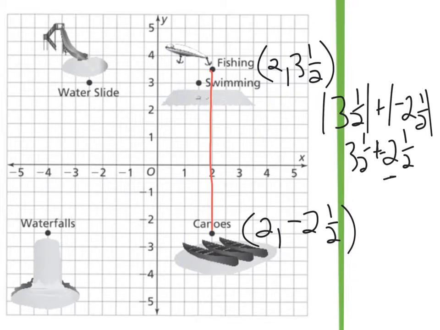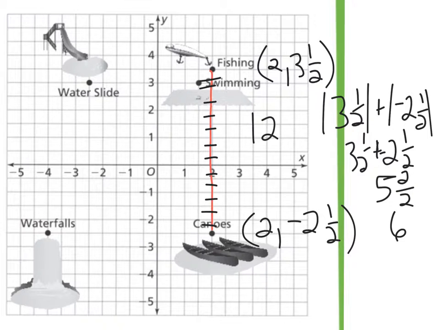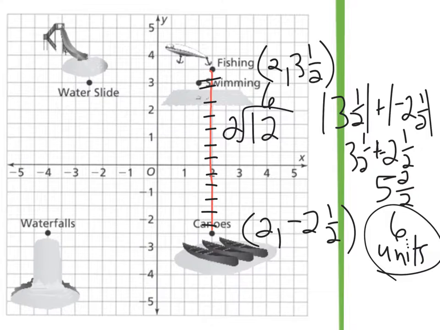Adding those together is 5 2/2, which is the same as 6. Otherwise, like I said, if you wanted to count squares, 1, 2, 3, 4, 5, 6, 7, 8, 9, 10, 11, 12 squares. Each of those are only half, though. So 12 divided by 2 is 6. And there's no key here. So all we can do for an answer is say 6 units is our distance.